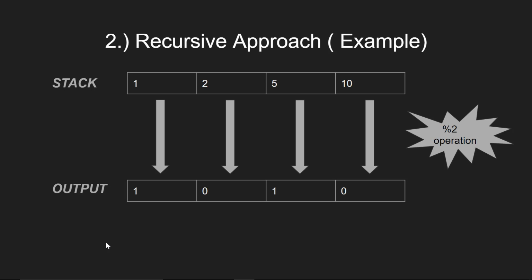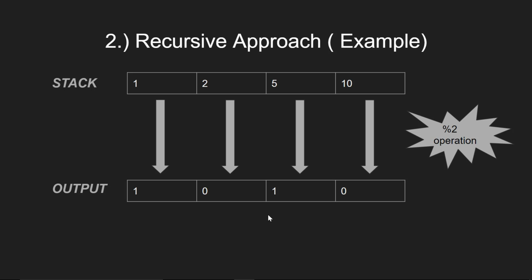In step 2, we just pop each element from the stack and print the modulus of each number with 2. For example, 1 modulo 2 is 1, 2 modulo 2 is 0, 5 modulo 2 is again 1, and 10 modulo 2 is 0. Thus, we get 1010 as the output, which is the same as that shown earlier.